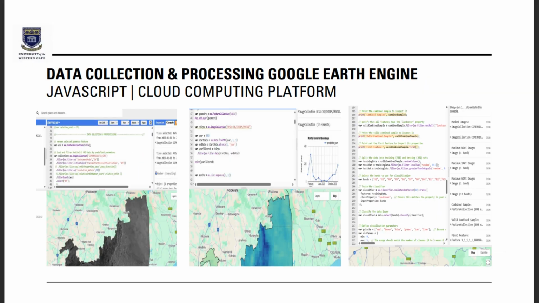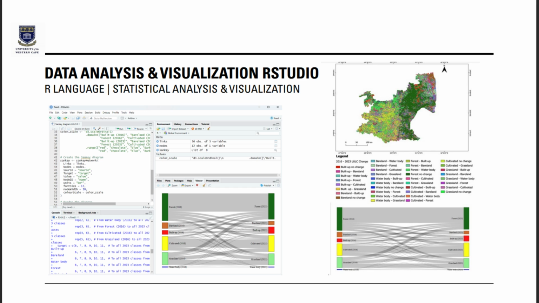So for data collection, our data was collected on Google Earth Engine for land use, land cover, for flood maps as well, and for rainfall. For flood mapping, we used Sentinel-1. And then for land use, land cover, we used the random forest machine learning algorithm on Sentinel-2. And then for our rainfall data, we used CHIRPS daily data. Data analysis and visualization was done in RStudio.